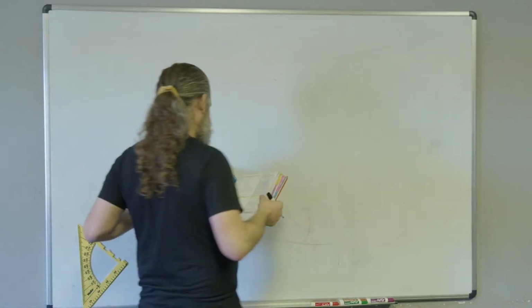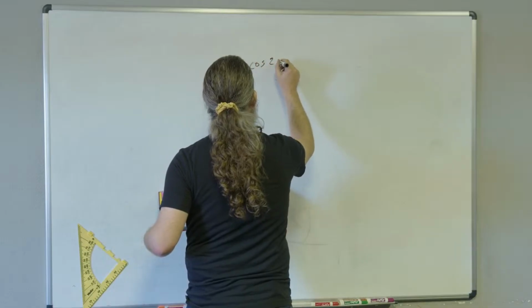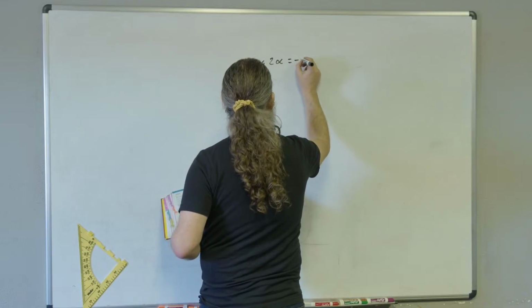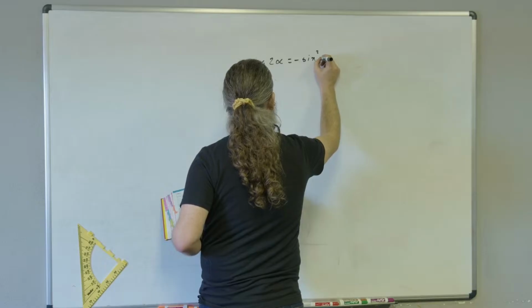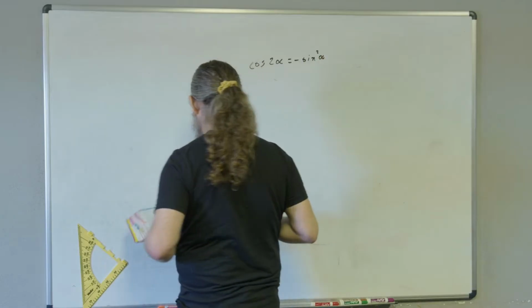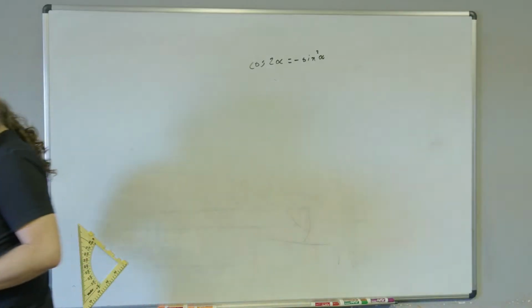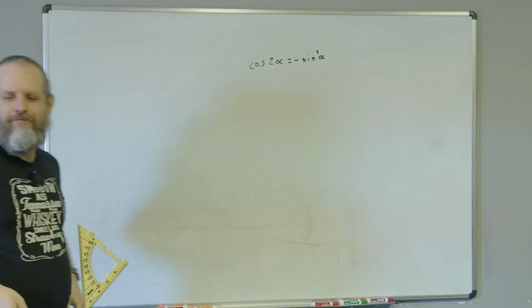Okay. Cosine of 2 alpha equals negative sine squared alpha. And we are supposed to solve the equation on the interval 0 to 2 pi. Right? Remember, all that means is we don't have to write plus 2 pi in at the end. That's really what that means.